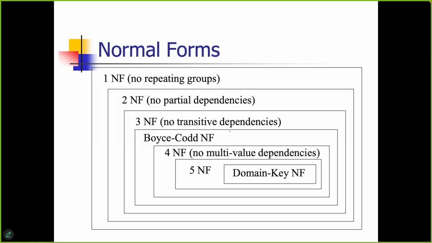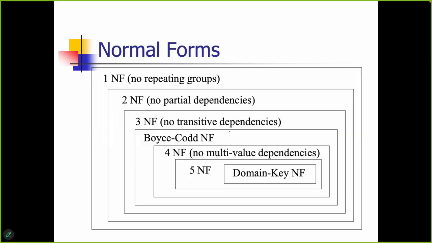So if you have partial dependency, your table is not in 2NF. You have to first get rid of those partial dependencies, and then make your table 2NF. So 2NF means first, the table is already in 1NF and also there is no partial dependency.